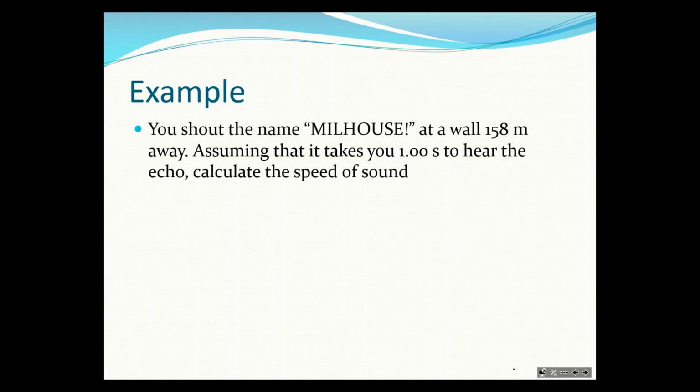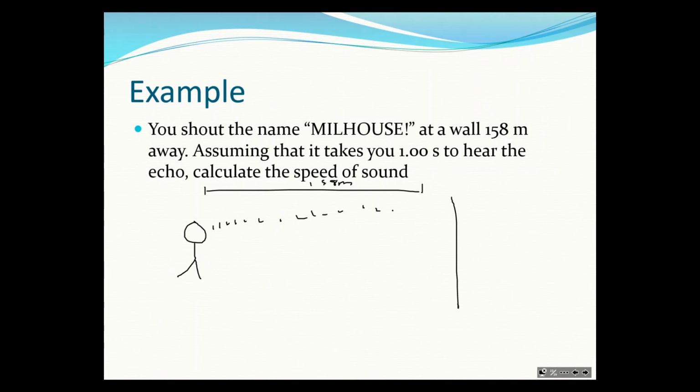And this is another type of question. You shout the name Millhouse at a wall 158 meters away. Assuming that it takes you 1 second to hear the echo, calculate the speed of sound. So here's you shout this wave at this wall, and this says that the wall is 158 meters away. So what an echo is, it bounces off this wall, and then you hear it as it comes back.